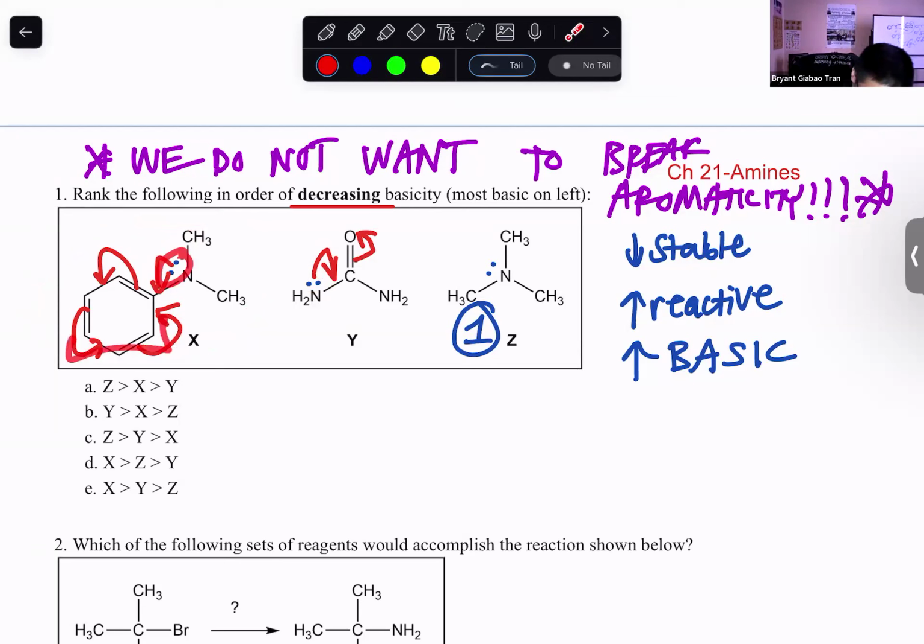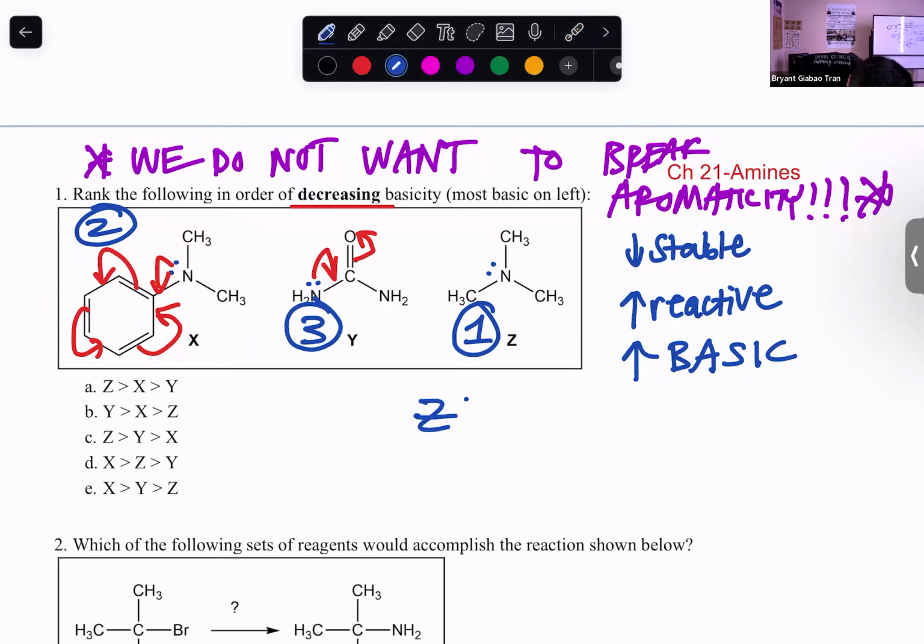Because the benzene is like saying no, I don't want to break the aromatic structure. So this is going to be the second most basic, and this is going to be the least basic because this pair of electrons right here is the most stable, right? So the answer here should be Z first, and then X, and then Y. The tricky concept here is that they do not want to break aromaticity, right? Which should be answer A.